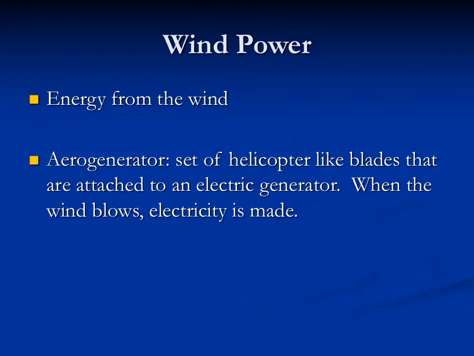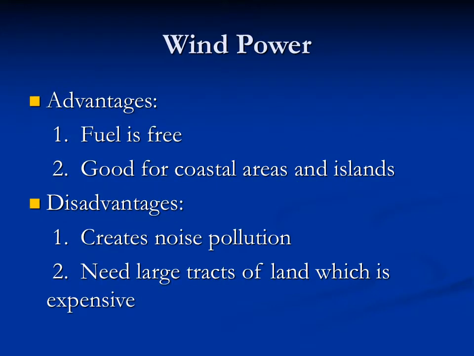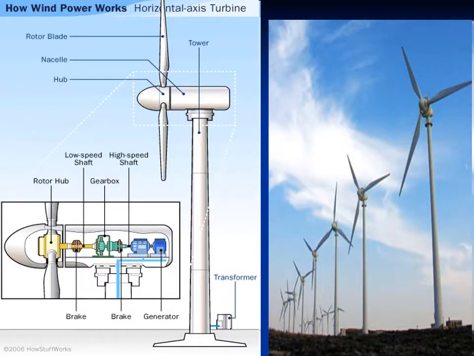Next kind is wind. Wind is energy from the wind. And aerogenerators are like a set of helicopter blades that are attached to an electric generator. And when the wind blows, electricity is made. Advantages to wind power: fuel is free, just like solar. And it's good for coastal areas and islands because it's very windy because of the different temperatures between the day and the night. Remember the land-sea breeze? Disadvantages: it creates noise pollution. They're pretty loud. And you need a lot of land, which is expensive.